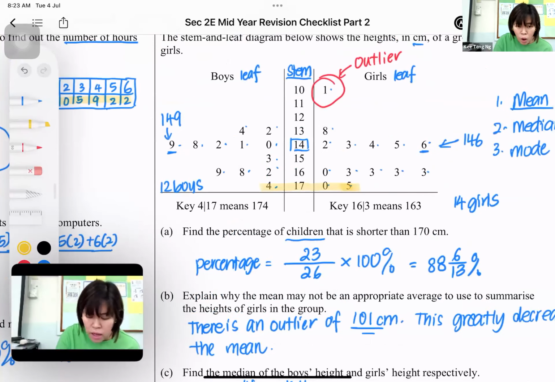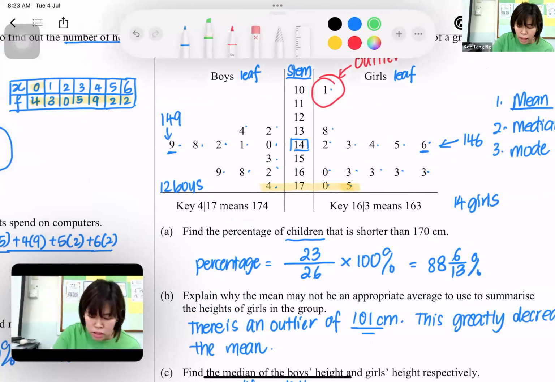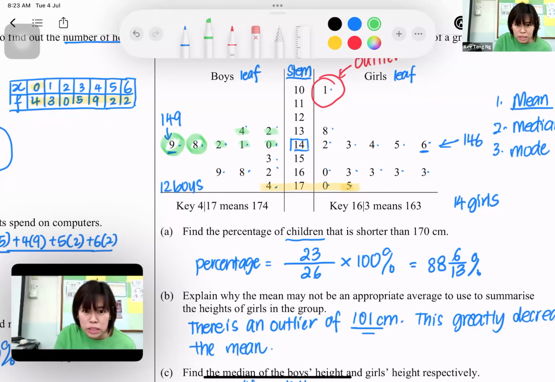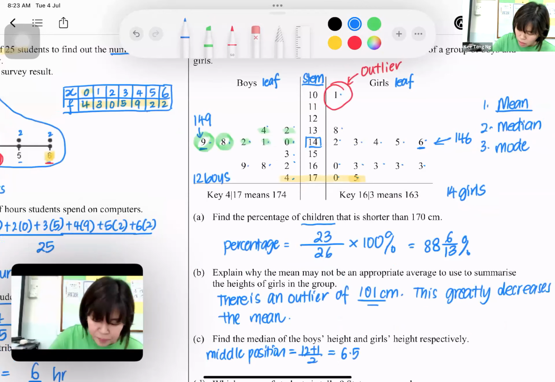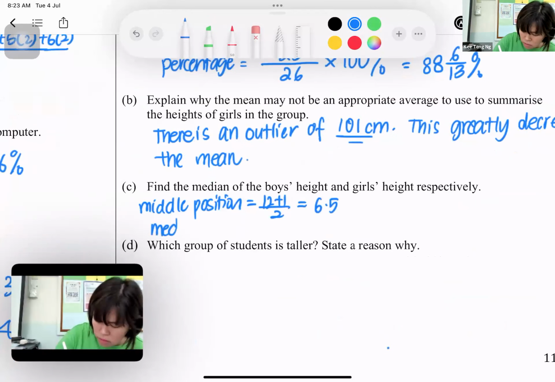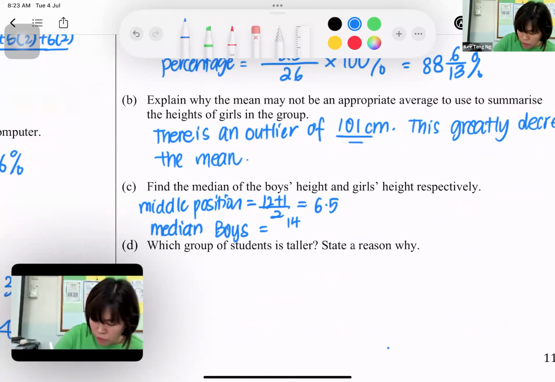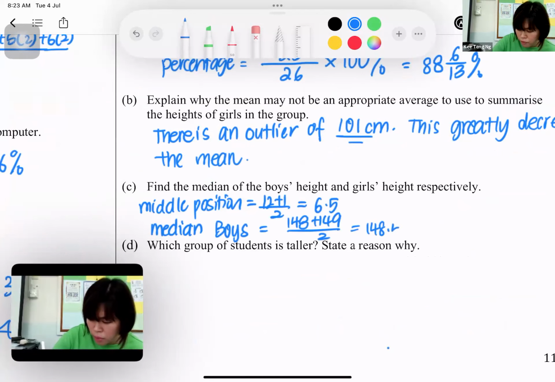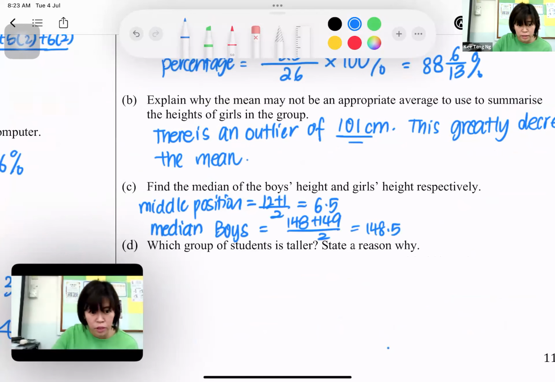So for 6.5, always count the data value from the one nearest to the stem. So 1, 2, 3, 4, 5, 6, and then 7. In this case, my median will be the average of these two numbers, 148 and 149. So my median for boys, please state carefully because there are boys and girls, would be 148 plus 149 divided by 2, 148.5. Okay, have you gotten your answer?